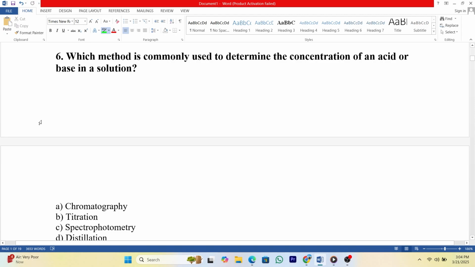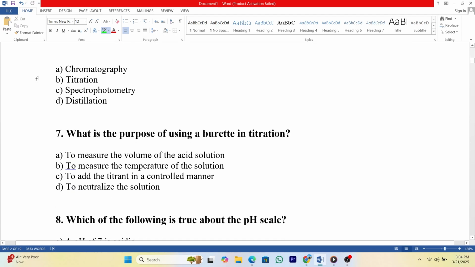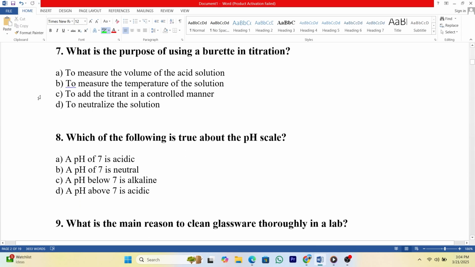6. Which method is commonly used to determine the concentration of an acid or base in a solution? A. Chromatography. B. Titration. C. Spectrophotometry. D. Distillation. Answer: B. Titration.